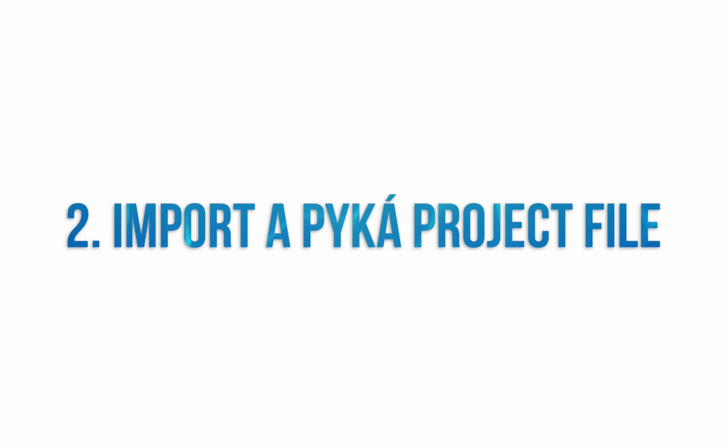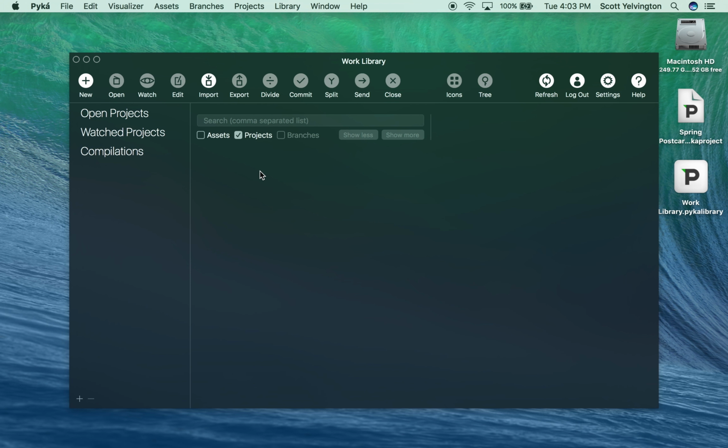The second way we create a project is by importing a Pyká project file. Pyká project files are an easy way to save a project outside of a Pyká library. They contain every version of your project, every asset your project has used, and all the searchable info about your project. They're also an easy way to pass projects between Pyká libraries.